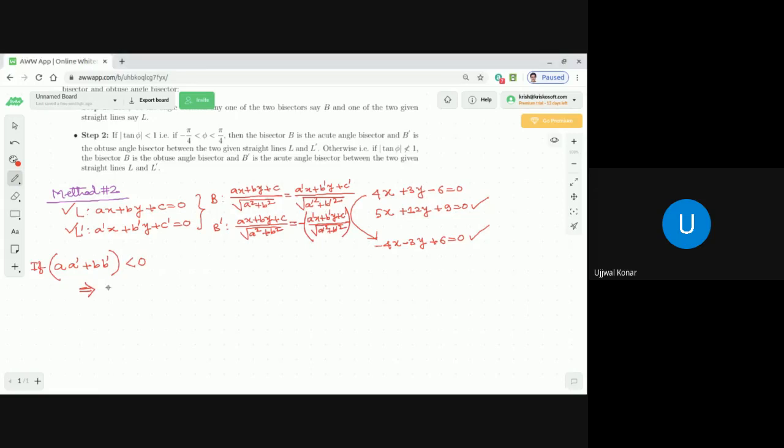Then we can assume that b is the acute angle bisector and b dash is the obtuse angle bisector.